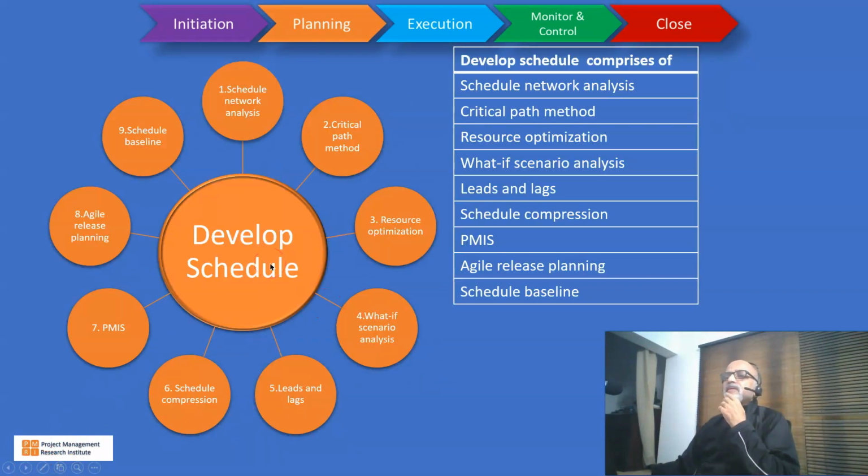In develop schedule, the key processes are schedule network analysis, critical path method, resource optimization, what-if scenario analysis, leads and lags, schedule compression, project management information system, which is also known as PMIS in its short form, then Agile release planning and schedule baselining. Develop schedule happens under the planning phase of the project, and schedule compression is done using fast tracking and crashing.